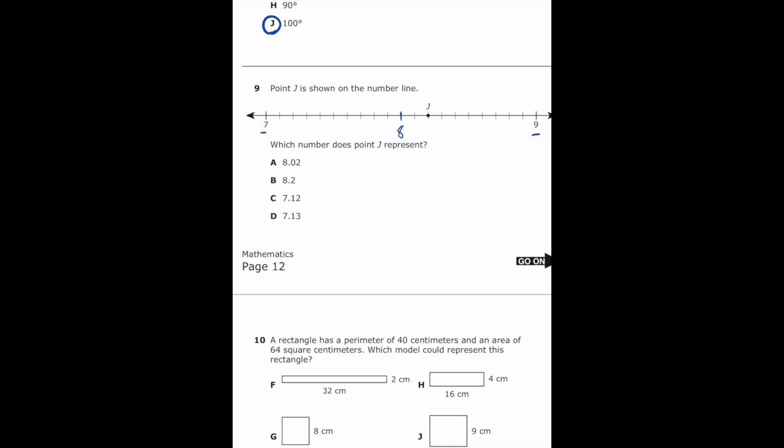So I'm thinking this is going to be 8.1, 8.2, 8.3, 8.4, 8.5, 8.6, 8.7, 8.8, 8.9. Okay, so yeah, that works out. So point J is obviously just going to be 8.2, which is letter B.